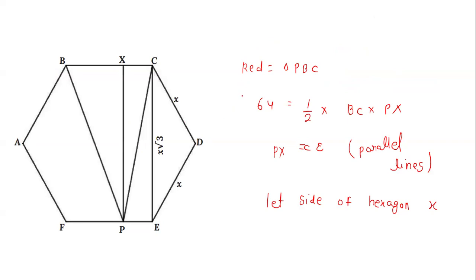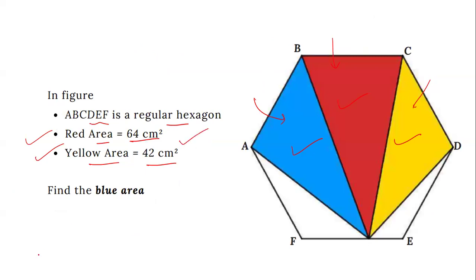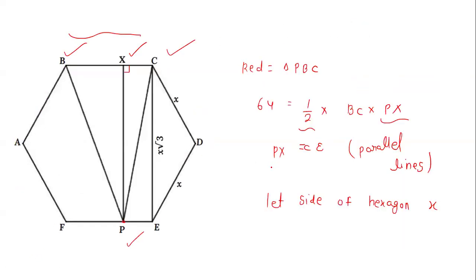In this figure, the red area is the area of the triangle P, B and C. From the point P, if I draw one perpendicular, this will cut the line BC at the point X. So this is the PX. We can write the area of the triangle as half times this base BC and this perpendicular distance PX. And in the problem, it is given that this red area is 64 centimeter square. So this is 64, and we also know this CE length is equal to the PX length because both are parallel lines, and this is a regular hexagon.